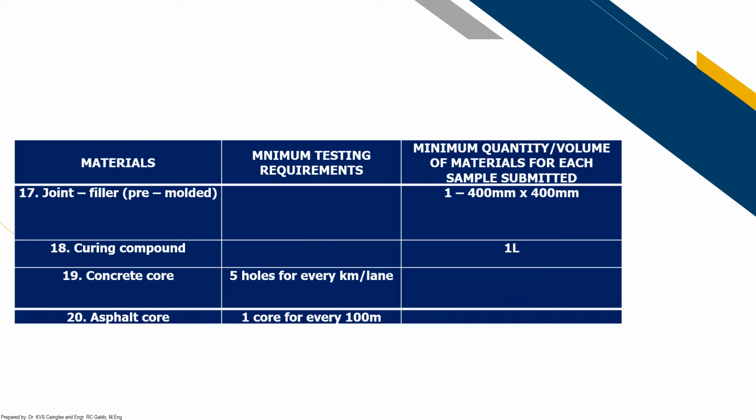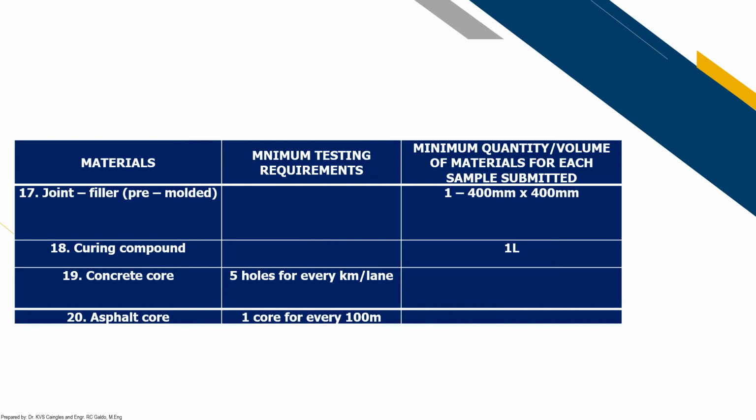So diri, other materials such as your joint filler or your pre-molded joint filler, ang iyahang minimum test requirements is per shipping gihapon, 1 by 400 by 400 mm. And for your curing compound, 1 liter gihapon per shipping. And then for your concrete core, katong determination for thickness, mag-drill ta og cylindrical in shape nga sample gamit ang concrete driller.